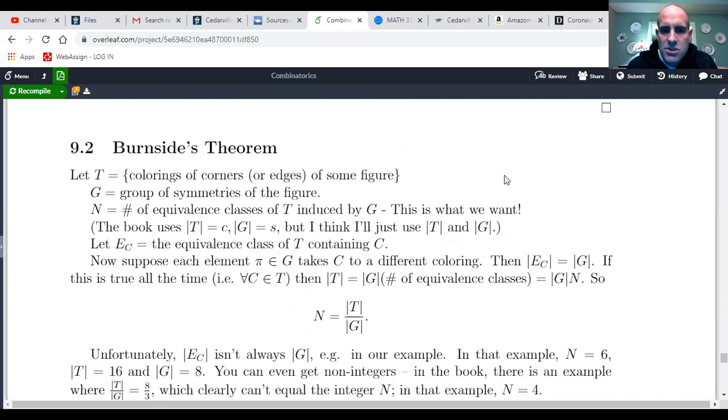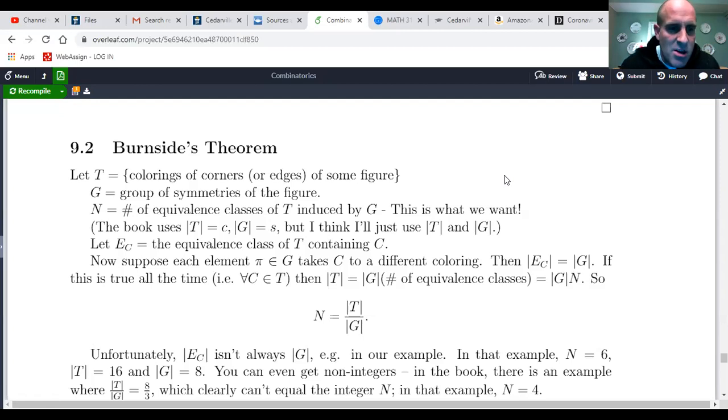And again, just so you know, I'm going to start dropping that twiddle thing for the permutation induced on colorings from the permutation on vertices. I'm going to start dropping that, but I don't want you to lose track of what's happening. Okay, so T is going to be the colorings of corners or edges of some figure. So above we colored all the vertices of the square with black or white. So their T would have consisted of 16 separate colorings. Okay. But not all of them are really different. That's the whole point of this exercise.